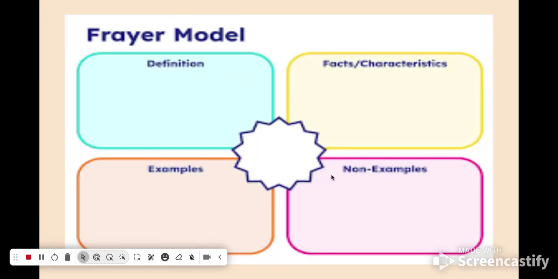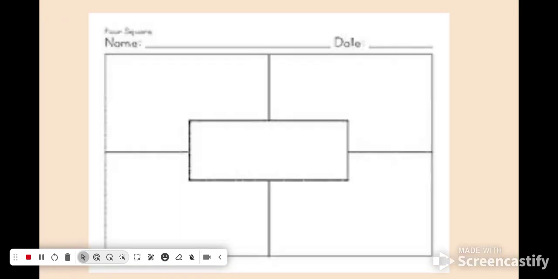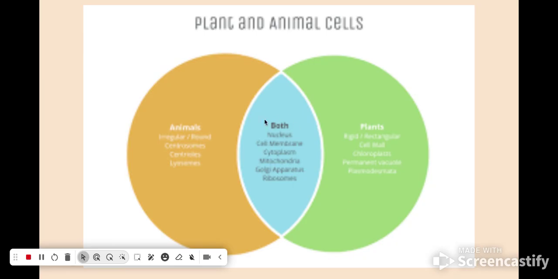This is great for vocabulary. The word goes in here, definition, examples, non-examples, and the facts or characteristics for that word can go here. This is another great graphic organizer for vocab. The word can go in here. Definition, a visual representation, a sentence, and then the translation into the home language, so you're incorporating that home language. These are Venn diagrams, which are great for comparing and contrasting.